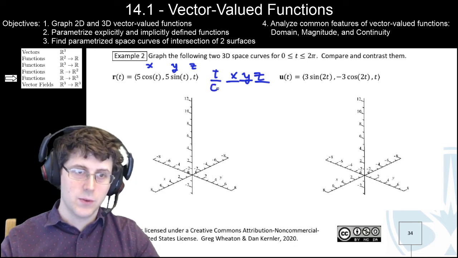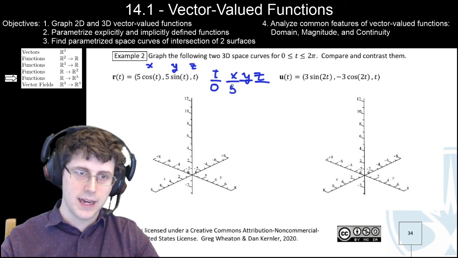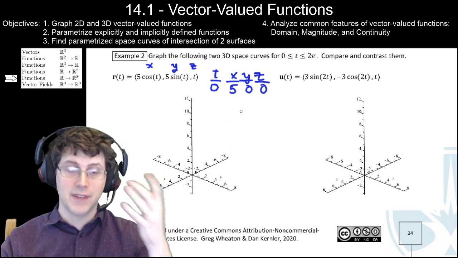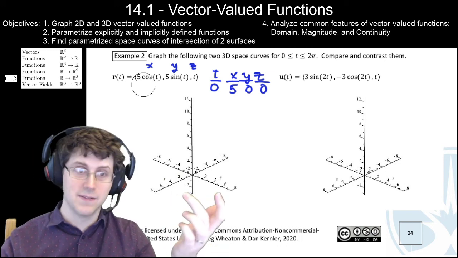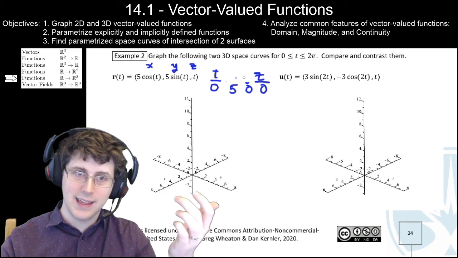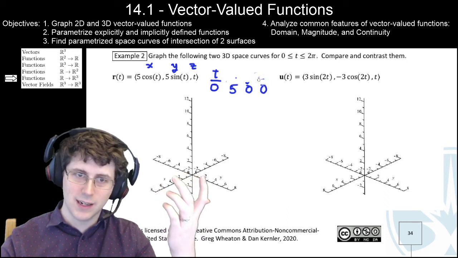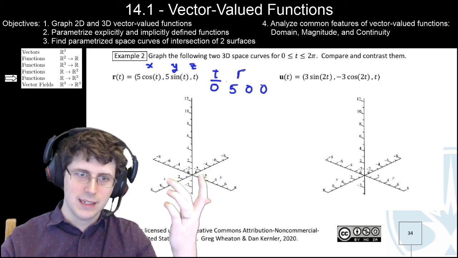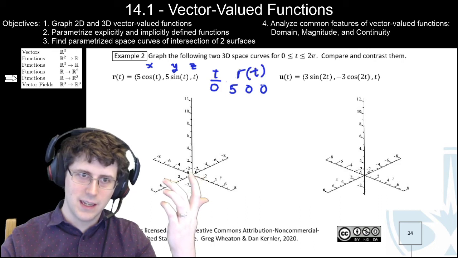You can plug in whatever you want for t. I recommend 0. When I plug in 0 for t, I'll get x, y, z of 5, 0, 0. And the key leap here of thinking of this as a vector-valued function instead of a set of parametric equations is that I'm not thinking of it as three separate equations. Instead, that's t, and the output is the vector r of t.